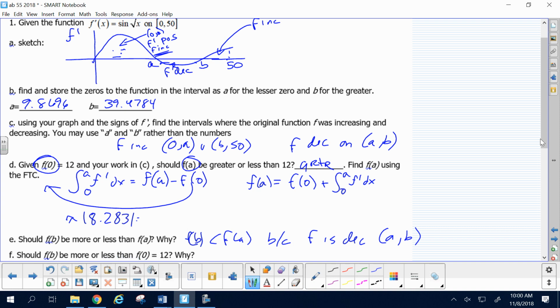I don't have this in my calculator. Oh, maybe I do have this in my calculator. Do you, right? 0 to a was bigger?